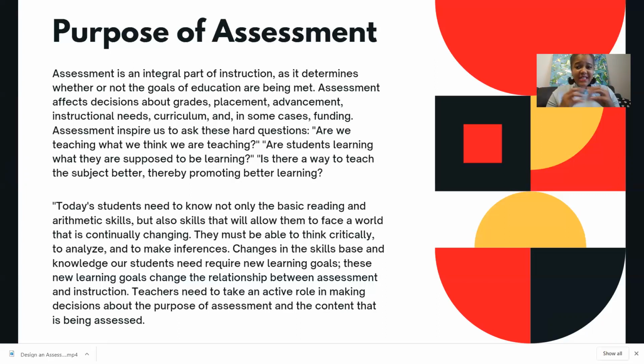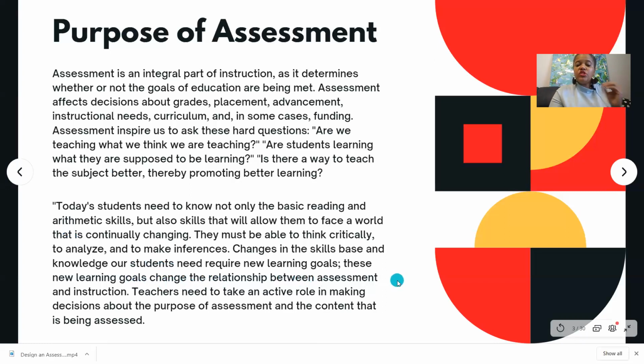And real testing and real rigor, and that's a whole other presentation, comes from people who have enough knowledge base to be able to figure out or critically think through a situation in order to find an answer. So we go back to the slide where we talk about changes in the skills and base our knowledge. Our students need to acquire these new learning goals.